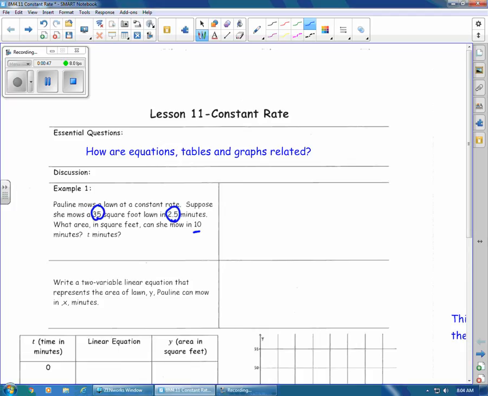So keep in mind we've got distance over time. Our distance here is a square footage. So we're going to have y equal our square foot and x equal our time. So we've got 35 square feet in 2.5 minutes. And we're going to set that equal to, we don't know the number of square feet, so we'll call it y, over 10 minutes. And again, cross multiply.